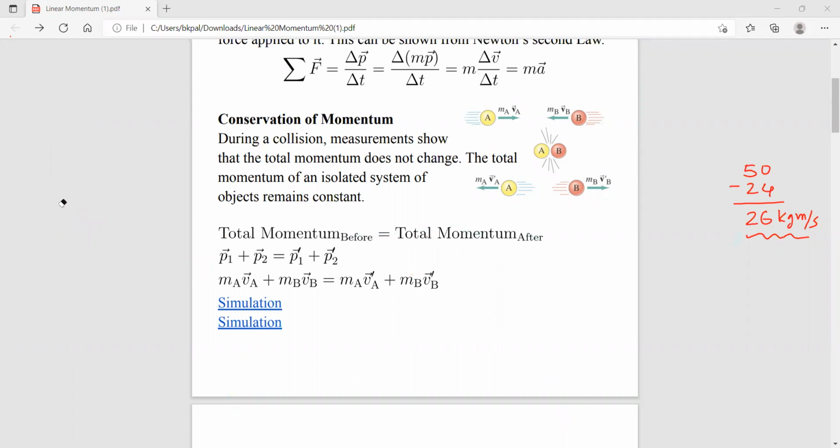Here you see the definition of momentum. The conservation of momentum tells us that the total momentum of an isolated system of objects remains constant. For example, in this picture, A and B are isolated from others. In any collision, the momentum is conserved.